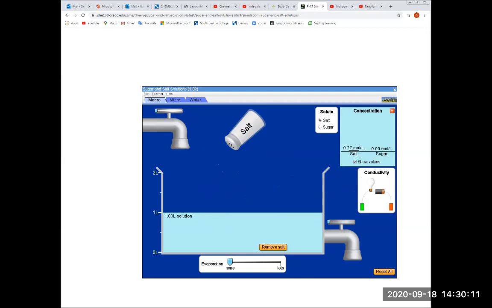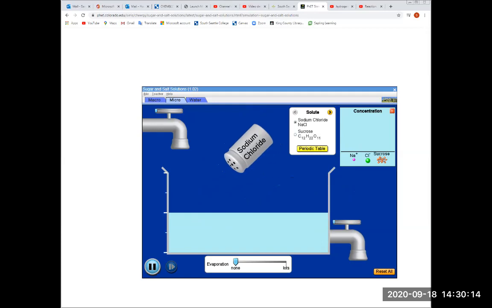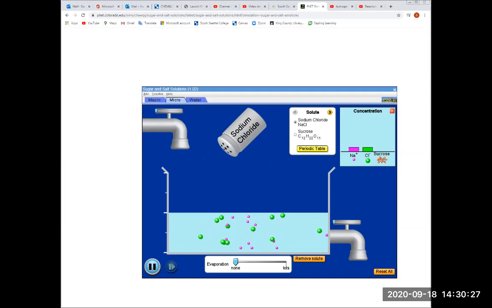Let's look at the microscopic level of this solution of salt. And let's pour some salt in there. So this time we are seeing at the microscopic level what it looks like. And according to the legend, we have sodium ions and chloride ions, Na plus and Cl minus. So you see that they carry a positive charge and a negative charge. So these are ions. So they are charged particles. And that's why salt water is able to conduct electricity.